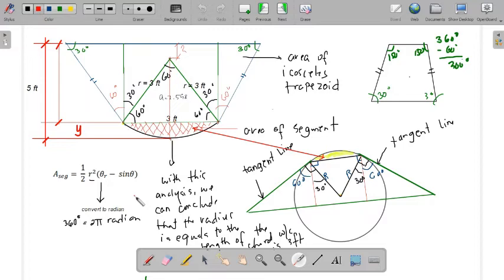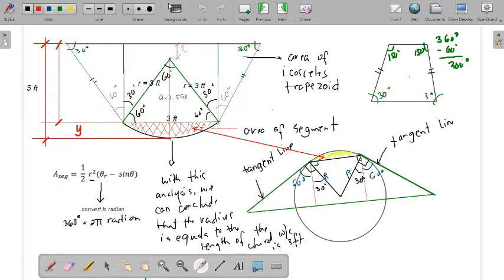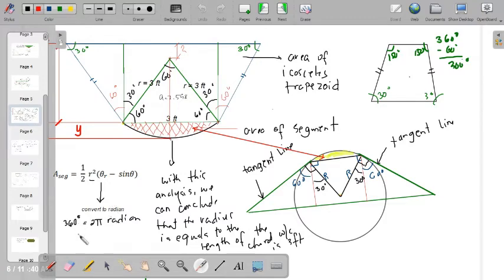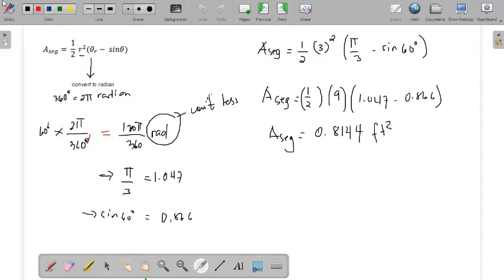All right, with this analysis, we can conclude that the radius is equal to the length of the chord, which is 3 feet. So this is 3 feet, this is 3 feet, and this is also 3 feet. Since we are able to identify the r, we can now proceed with solving the area.